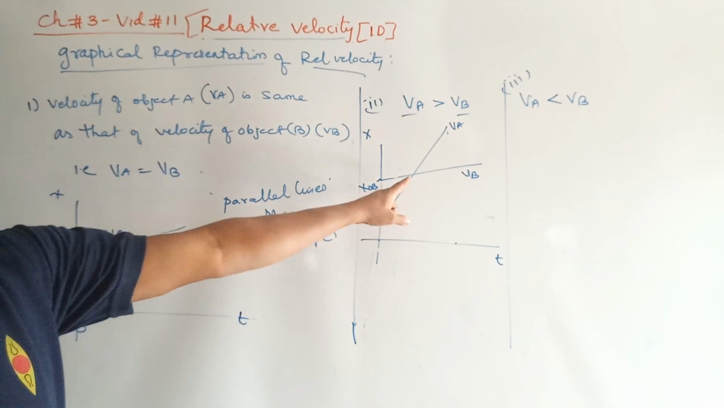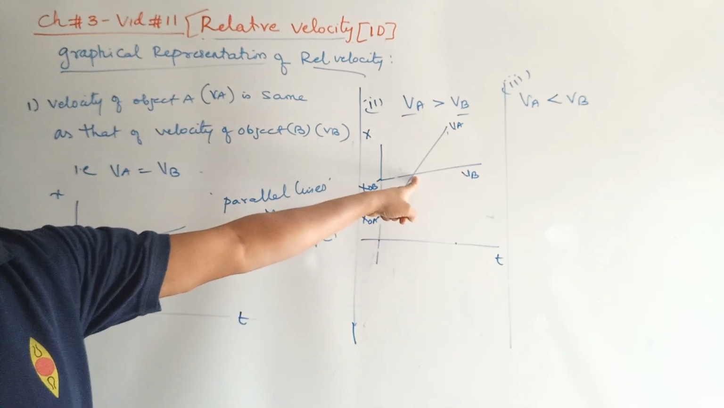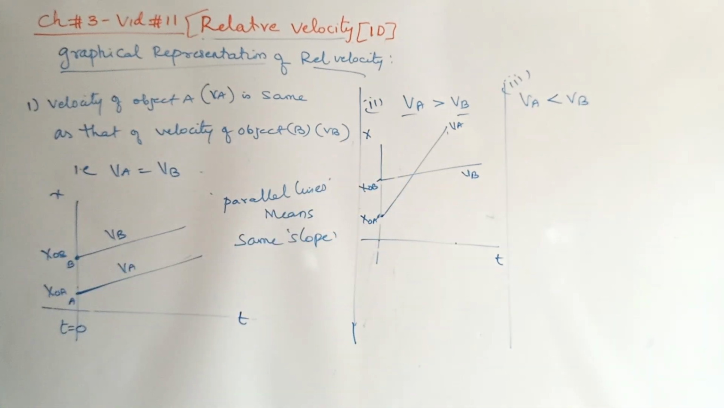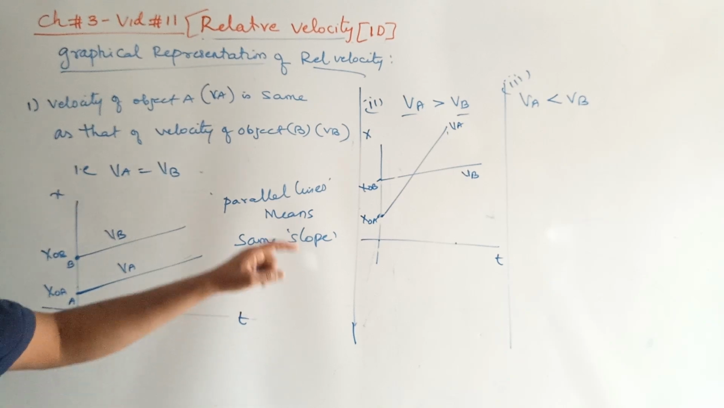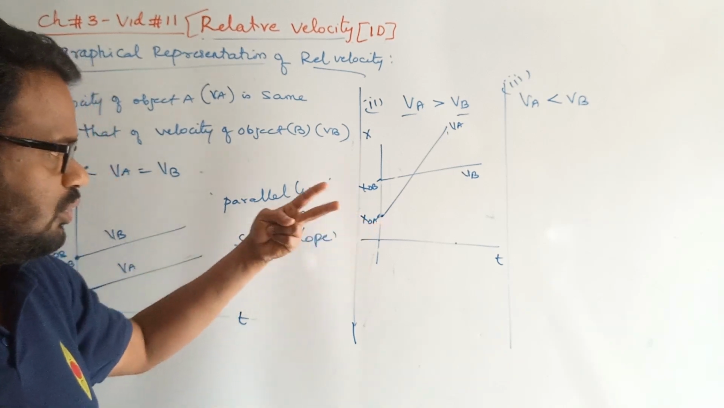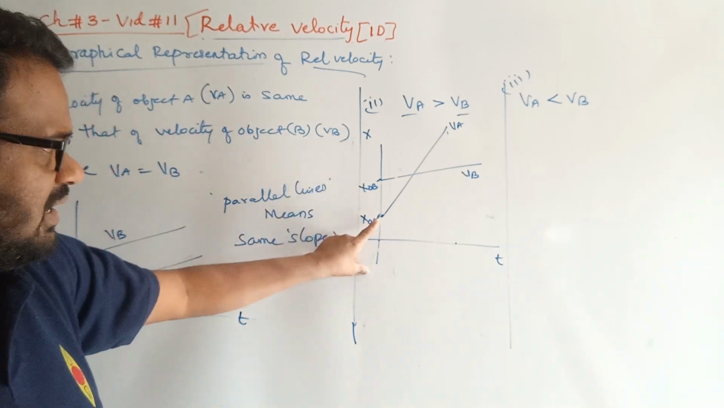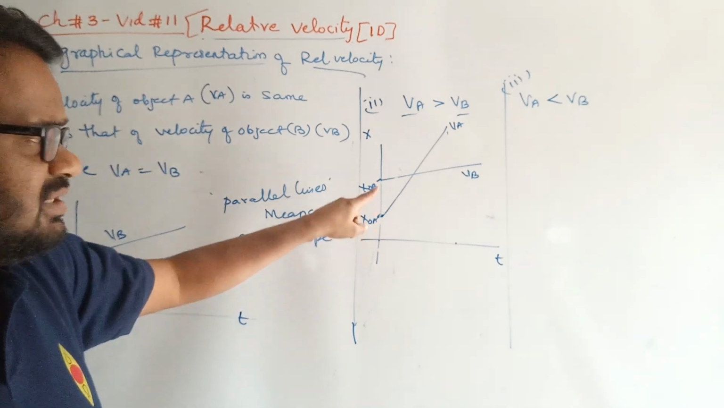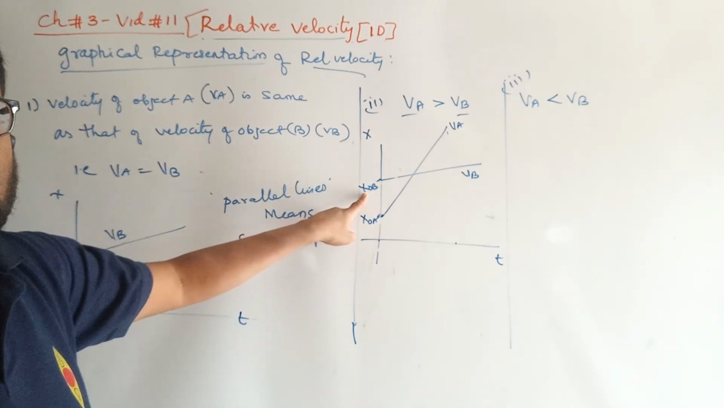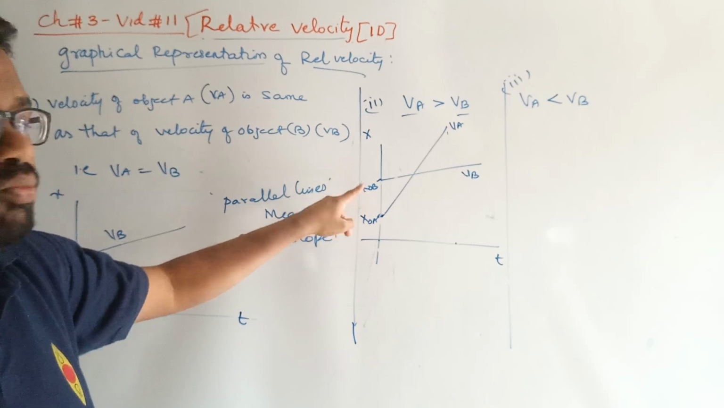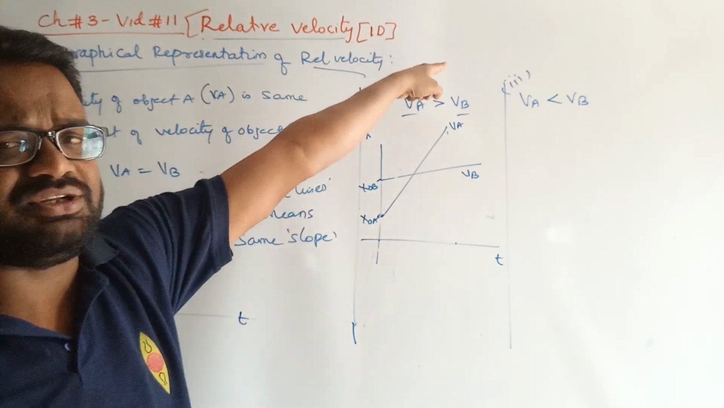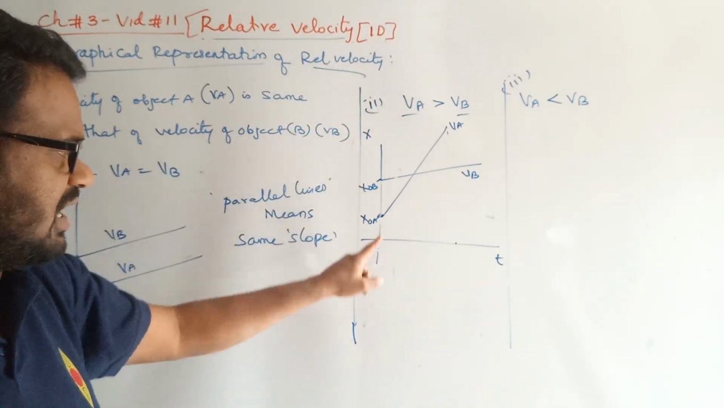Now there is something present here, intersecting lines. What does it mean? Does it mean that both vehicles, both objects, are colliding with each other? No, it is something like this. You are two persons, one starting on a bike, another starting on a cycle. Both are traveling to the same destination. Both are starting at the same time.